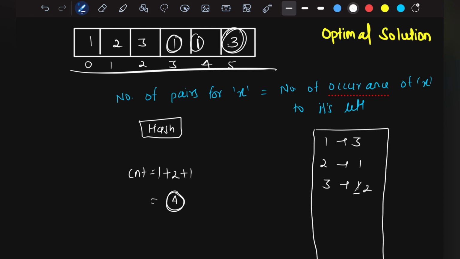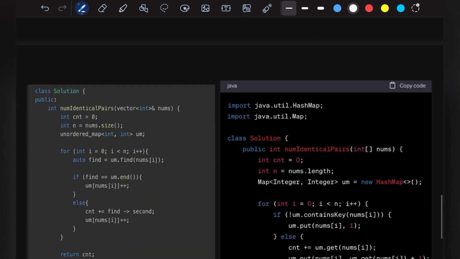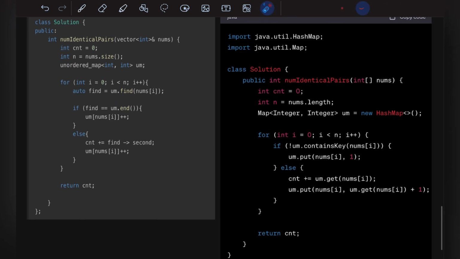Now let's look at the code for this. So this is the C++ code and this is the Java code. You can check according to your own convenience. So what I did is I declared the variable count which is initialized to 0, and I declared the hash map over here. In C++ we use unordered_map, whereas in Java we use Map itself. Then we traverse the array and check if that element is present in my hash. If it is not, then we simply increment its counter by 1. Similarly we did in Java too.